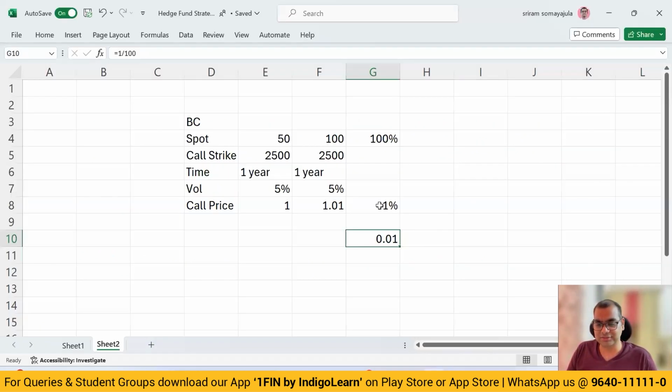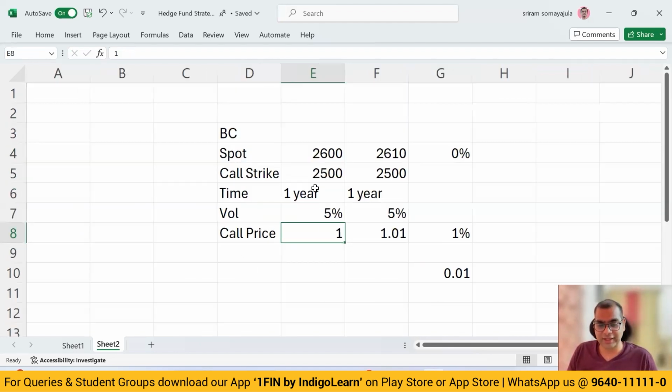So let us say instead of spot being 50, spot is 2,600. And price changes to 2,610. First of all, what is the call price if spot is 2,600 and strike price is 2,500? If spot is 2,600, call strike is 2,500, what is the price of the call? 100. Minimum 100. 100 is intrinsic value. You'll have time value also. Let's take 150. Randomly, I'm putting a number.